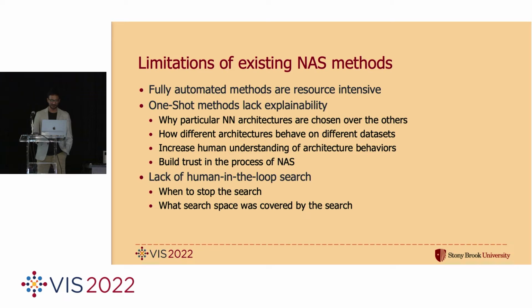There are also limitations when comparing all these techniques from a visualization perspective. Fully automated methods, as we saw, are very resource intensive. Also, one-shot methods lack explainability. We have a result, but we don't know how we got to that result. Also, we're not able to look at the search space of all these networks and see which space is behaving well or badly compared to the original network we have. And there's also a lack of human-in-the-loop intervention, so we can't control the search. You design a reward function, and the search just takes care of it on its own.